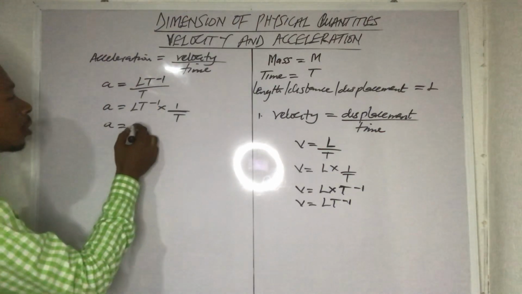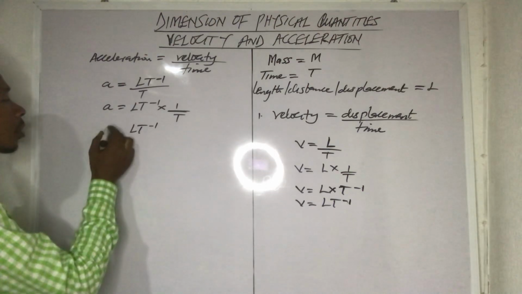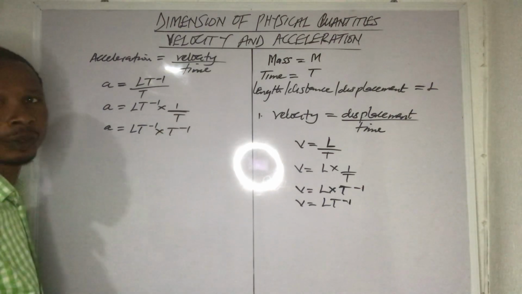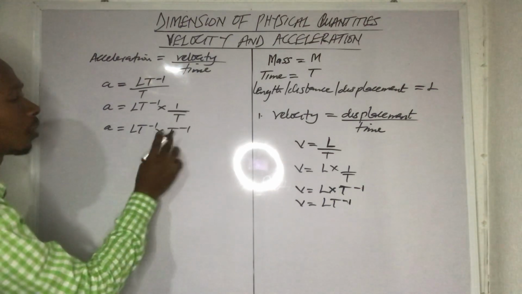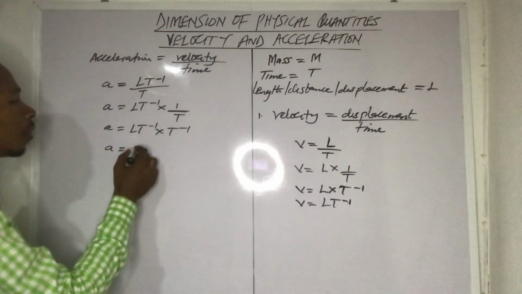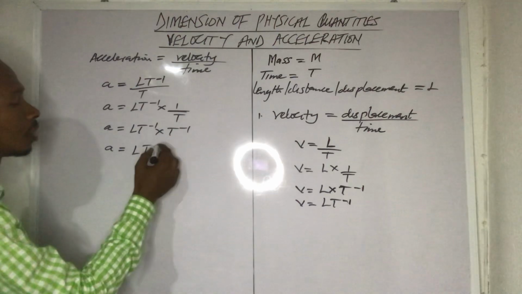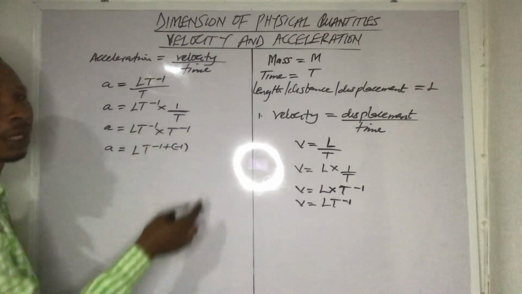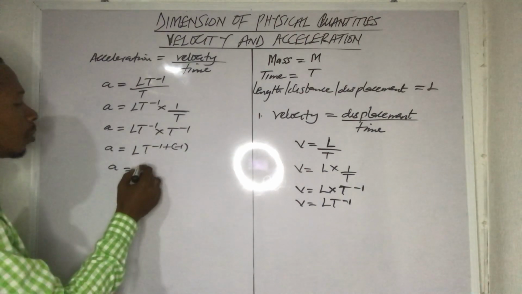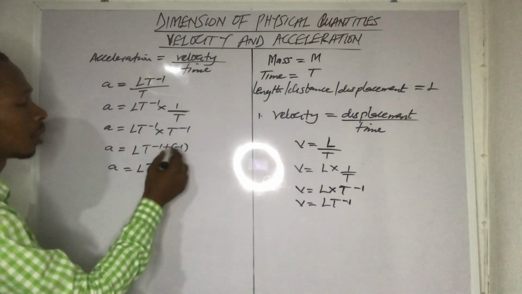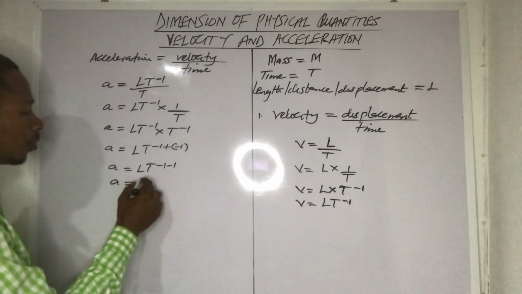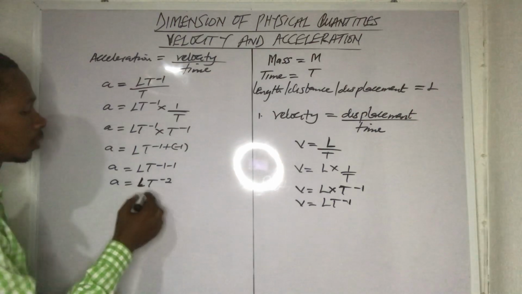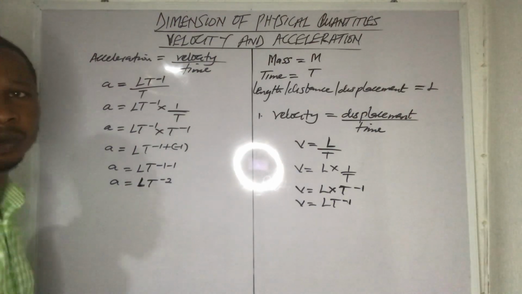So my acceleration will be LT raised to power minus 1 times t raised to power minus 1. In indices, I take one of the t now, then add the power. So my A will be L, t raised to power minus 1 plus minus 1. I'm taking one of the base now and adding the power. So my A will be equal to LT raised to power minus 1 plus times minus is minus, so my A will be LT raised to power minus 2. This LT raised to power minus 2 is the dimension of acceleration.